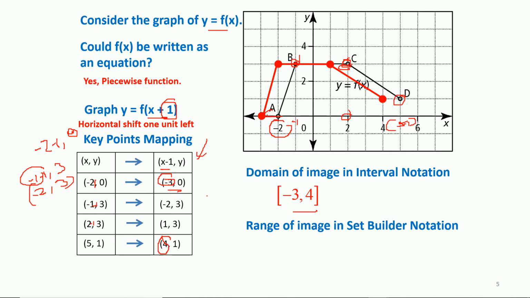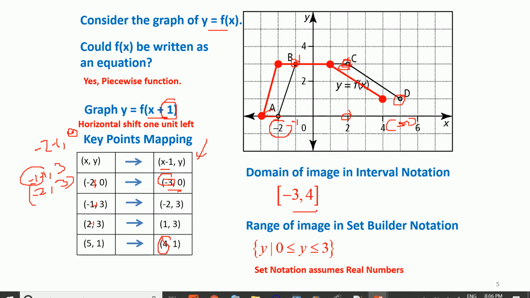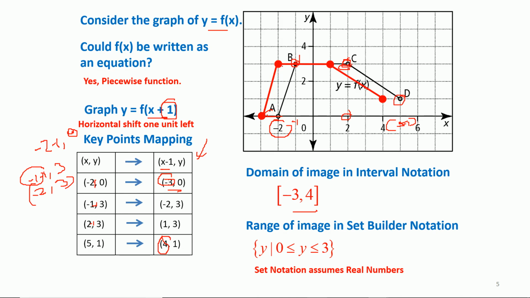Range of image in set builder form will be this y. See, from this point to this point, y is varying from 0 to 3. So y is such that y is in between 0 and 3. 0 and 3 are inclusive. So notation assumes real number.